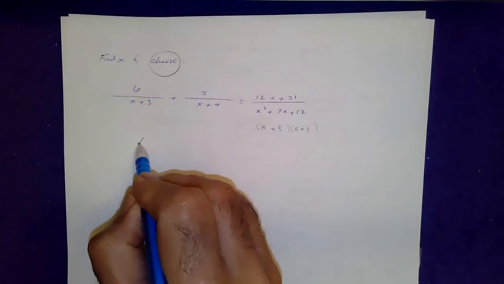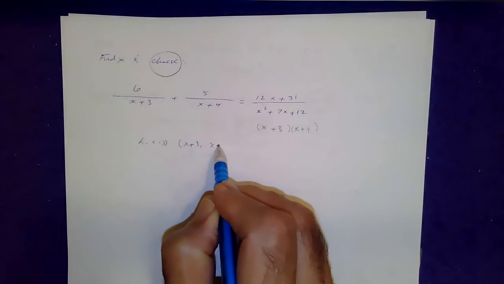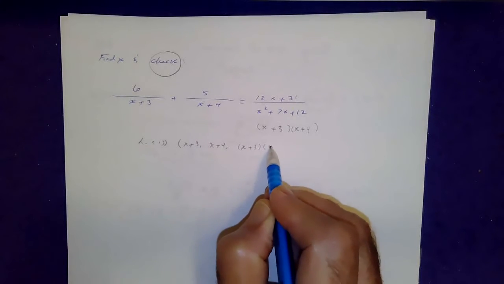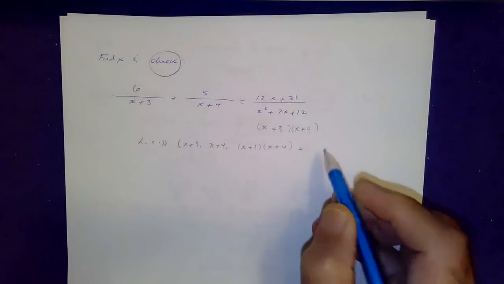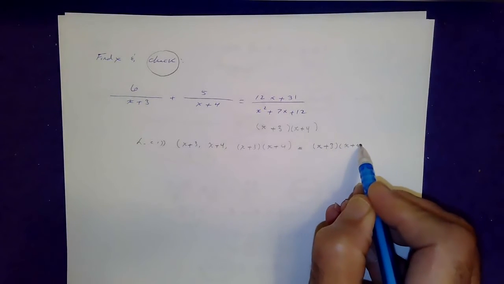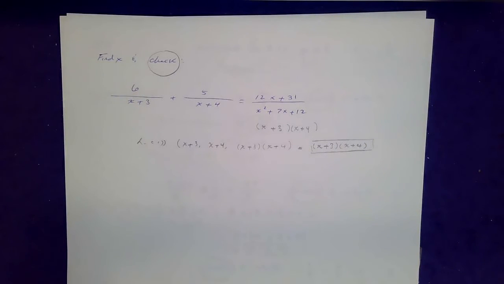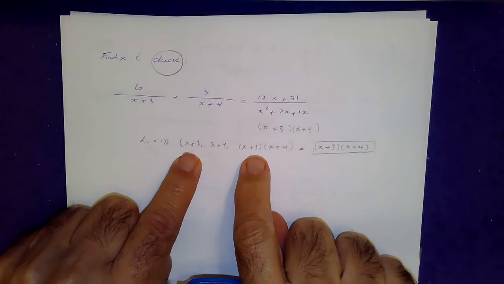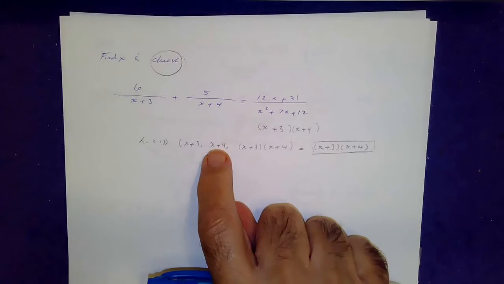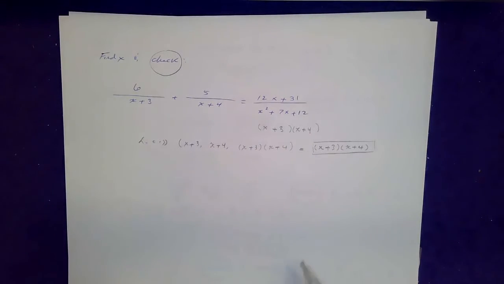So now the lowest common denominator of x plus 3, x plus 4, and x plus 3 times x plus 4. Answer, x plus 3 times x plus 4 is the LCD, the lowest common denominator. Okay, remember when things look alike, you only choose one of them, not both. If they have different powers, you choose the one with the higher power, correct?